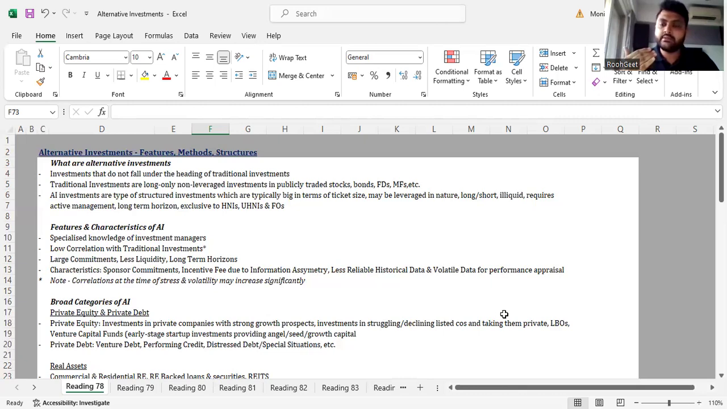manager or an alternative investment limited partner investor as to what they are doing, why they are doing. A lot of regulations are not levied on these particular asset classes. So what is it, right? Traditional investments are long only non-leveraged investments in publicly traded stocks, bonds, FDs, mutual funds, etc. It says publicly traded. Yes, these traditional investments are very liquid in nature.